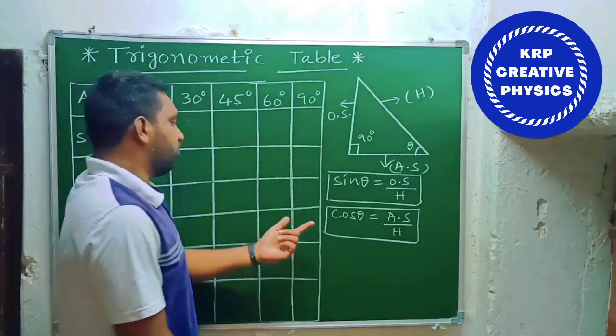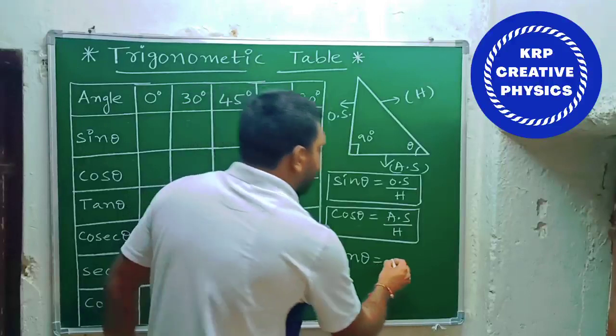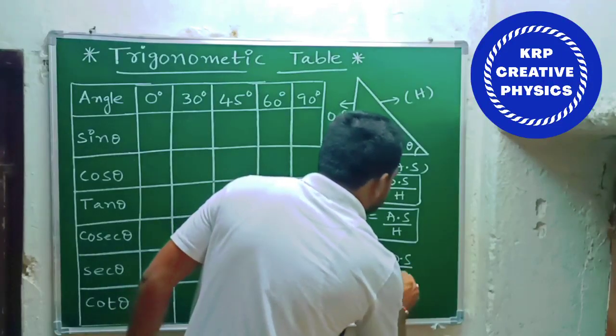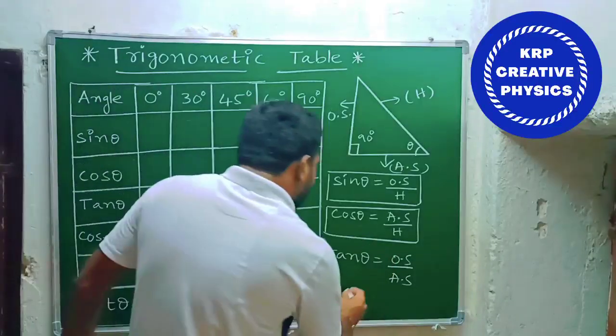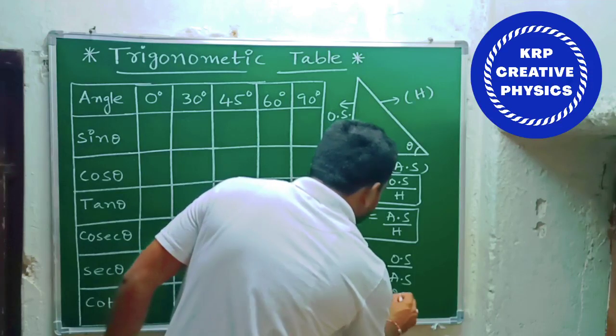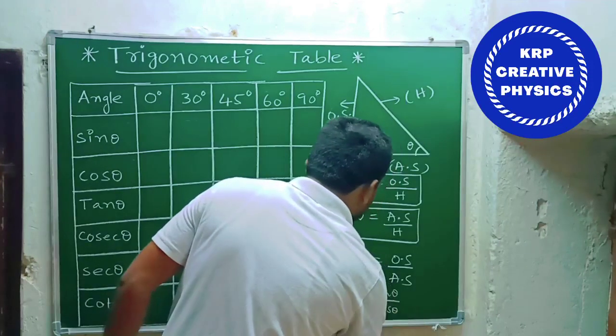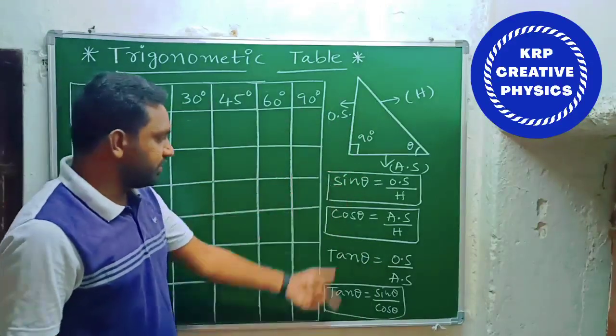Next, what do we have? Tan theta. Tan theta is the ratio between the opposite side and the adjacent side. Instead of this, we can also write tan theta equal to sin theta by cos theta. So tan theta equals sin theta by cos theta. These are the three ratios.